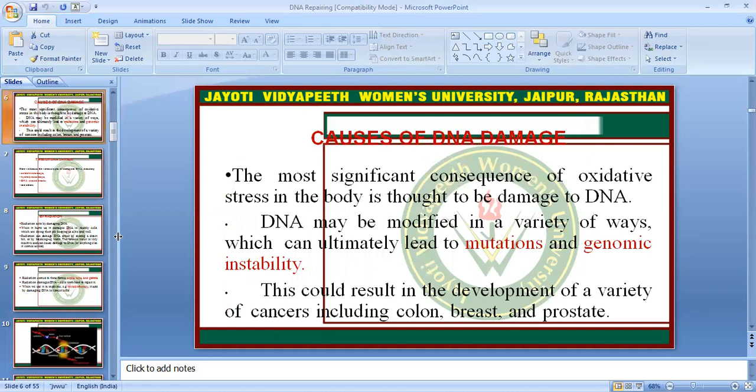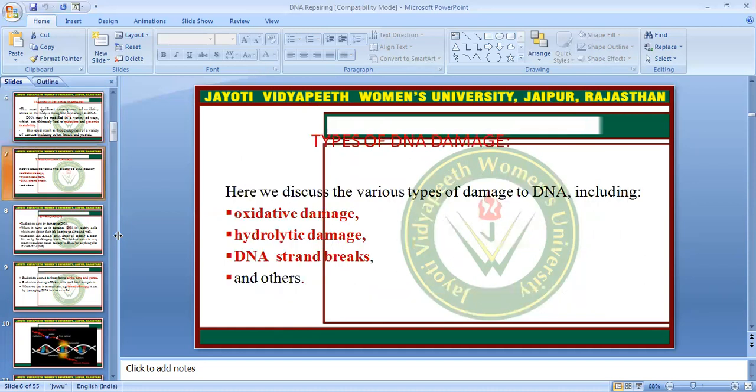Causes of the DNA damage. The most significant consequence of oxidative stress in the body is thought to be damage of the DNA. DNA may be modified in a variety of ways, which can ultimately lead to mutations and genomic instability. This could result in the development of a variety of cancers, including colon and breast cancer. There are three types of damage: oxidative damage, hydrolytic damage, DNA strand breaks, and others.